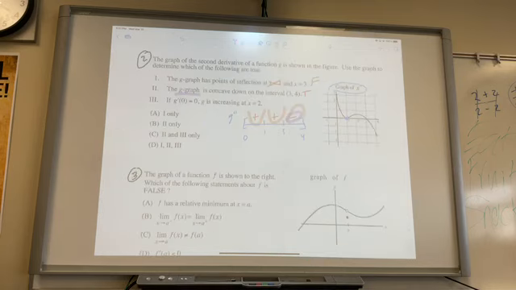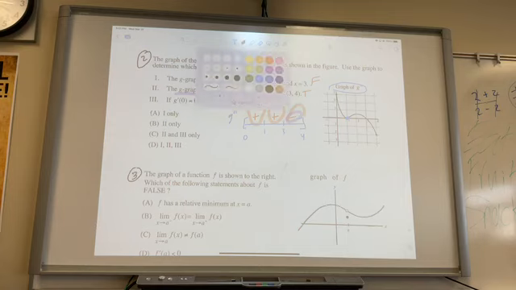Anyways. If the derivative at 0 is 0, g is increasing at 2. What does that even mean? I don't know. Me neither. Okay, let's think. Hold on. Think. Okay, hold on. Brain empty.